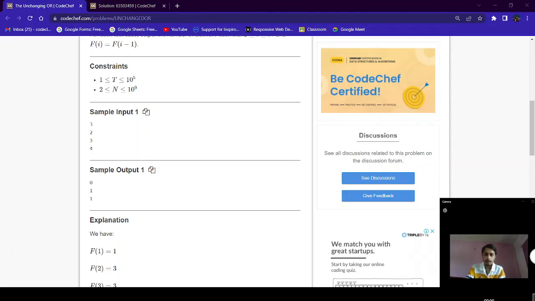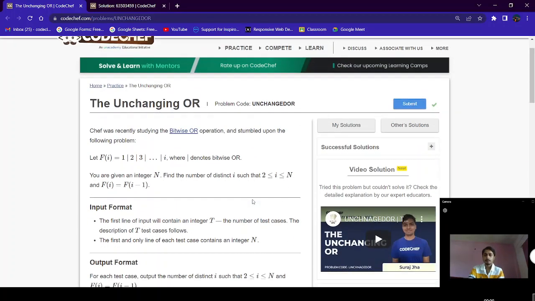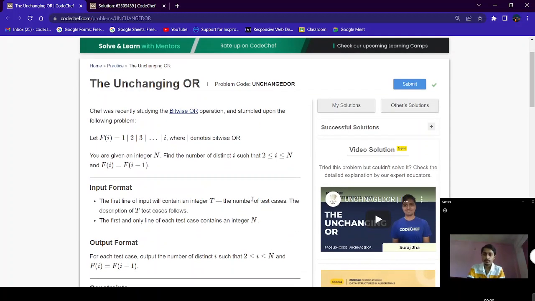So hi everyone, today we will be seeing this problem, the unchanging OR. Okay, so let's see what the problem says. Chef was recently studying the bitwise OR operation and stumbled upon the following problem.